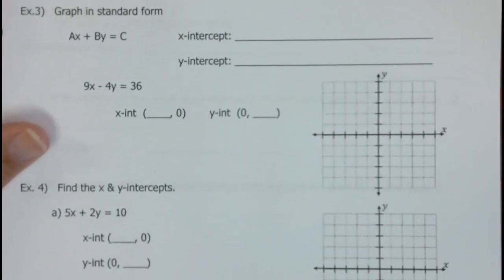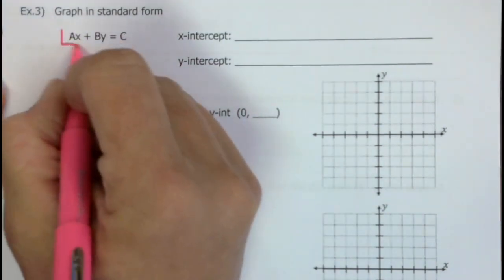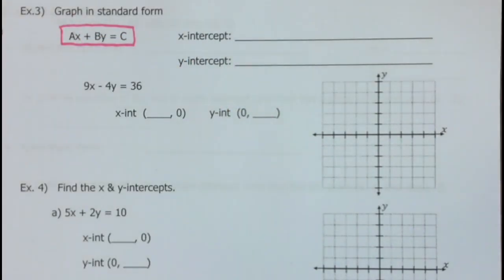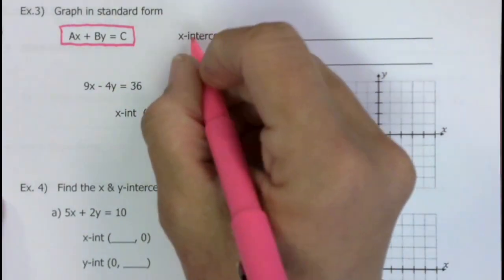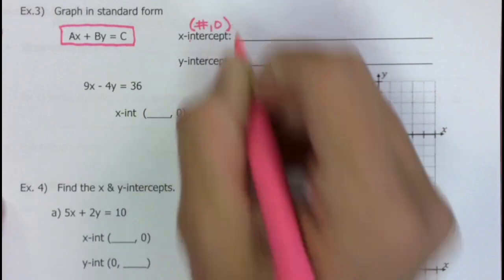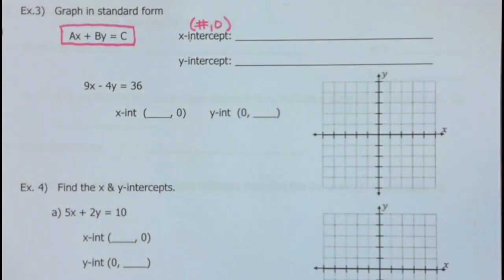Now we're graphing in standard form. Who can remember what standard form is? Isn't it like a y and x on the side? Yes, it is this right here. It is ax plus by equals c. That is standard form. To get the x-intercept would be a number, comma, 0, right? The x value would be a number, and then the y value would be a 0.